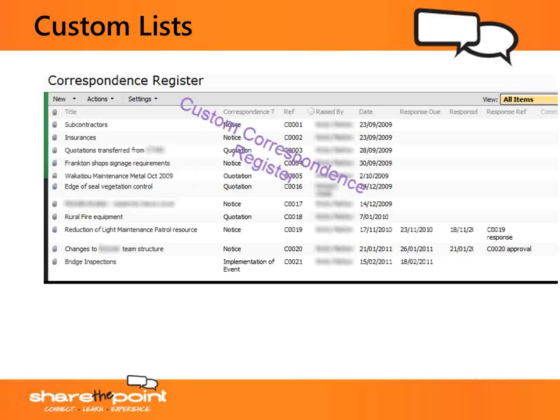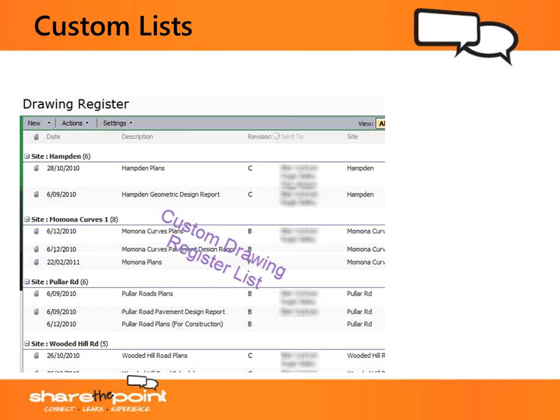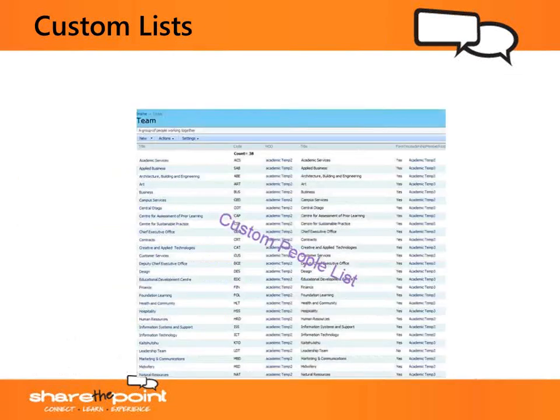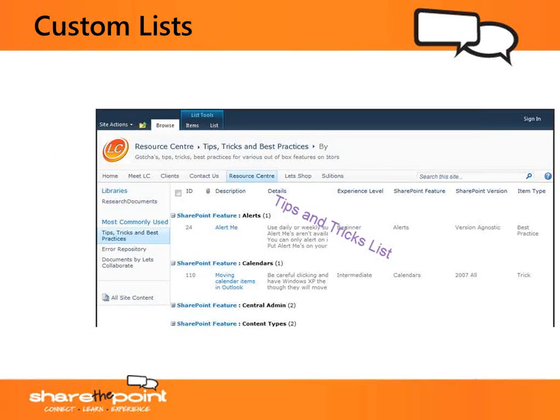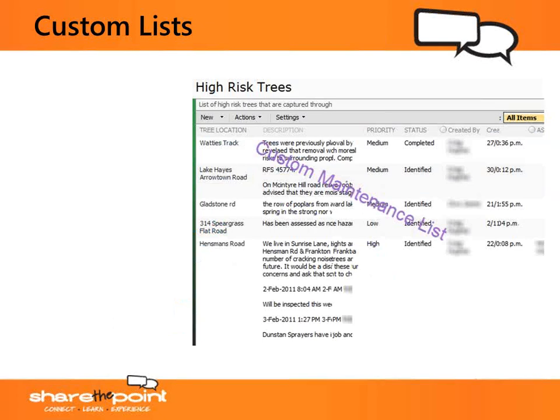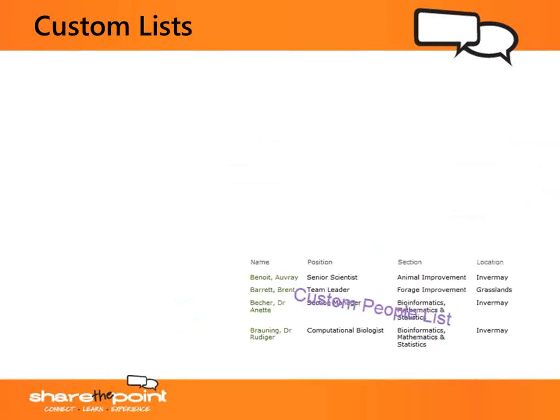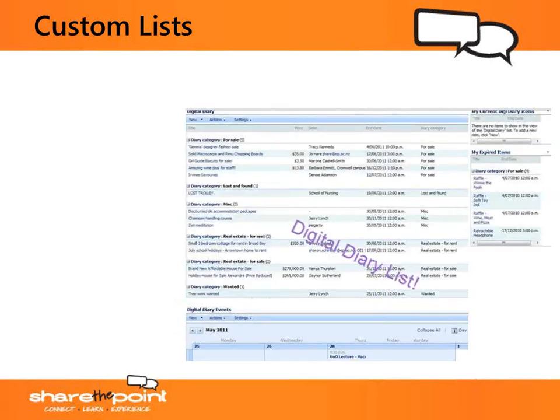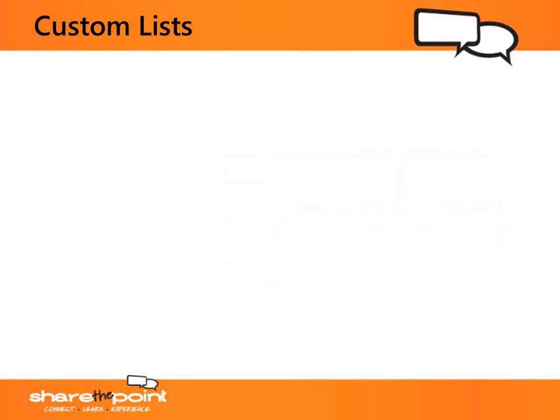So you've got things like a correspondence register if you want to keep track of correspondence that you have with people, or drawings was an idea for one organisation, or custom people lists. So you might just want to record all of your team, or all of your people, or all of your contractors. Or you could create a list of all tips and tricks that you might use often, or maintenance lists, or people, or digital diary lists. And that was just for, I can't remember what that was used for actually, that's an old one.